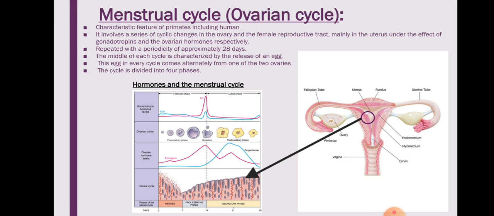It has a periodicity of approximately 28 days. The middle of each cycle is the period where the egg or female gamete is released. This egg in every cycle comes alternately from one of the two ovaries. If the left ovary produces a female gamete in one cycle, then in the next cycle the right ovary will produce the gamete. The cycle is divided into 4 phases. Now, we are going to study those.